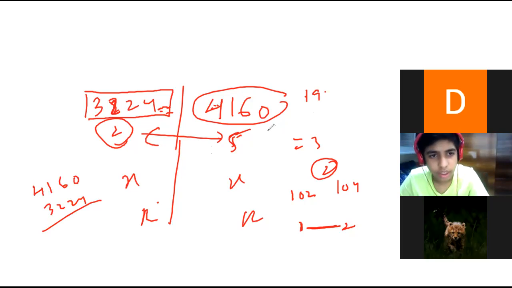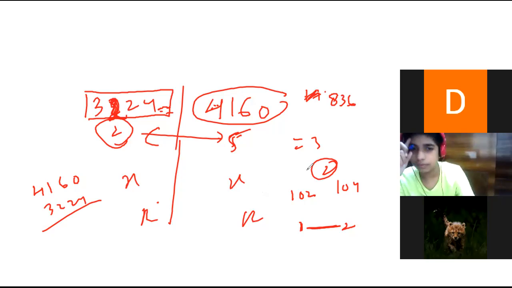Actually, it's 3224. I got confused like 3824. That's why. So what is the correct one? 836. Now you have to apply your sixth sense. 836 is my interest for how many years? 3 years.